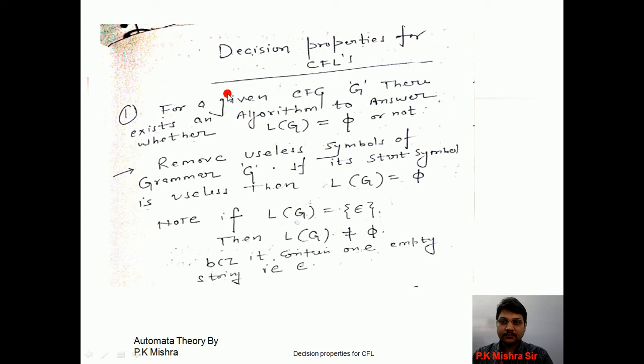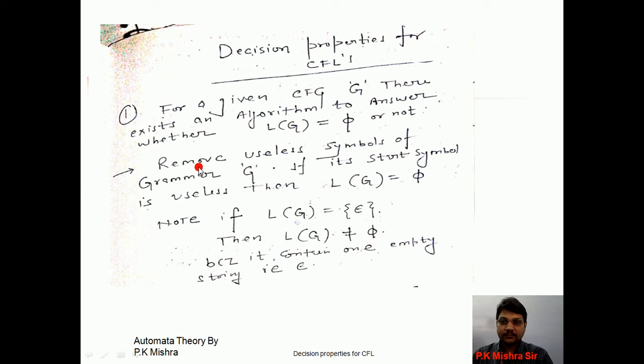If we have a solution, then we say that this problem, this property number 1, is a solvable problem. If we have an algorithm to solve a problem, this problem is decidable. If we do not have a solution to solve a particular problem, then we say that problem is undecidable. But whether the language of the grammar equals phi or not, to solve this problem we have a solution. So this property 1 is a decidable problem. How can we say it is decidable?